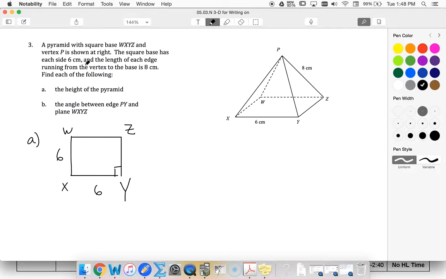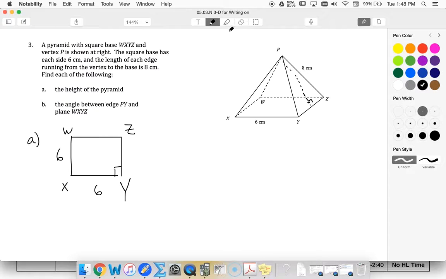We also know that the length of each edge from vertex to base is 8. So this is 8, this is 8. Notice that my face here is an isosceles triangle. So we have 8, 8. Down the middle is not 8. That's going to be a different length, and it's going to be smaller than 8, because the 8 would be the hypotenuse if I put in a line in the middle there.